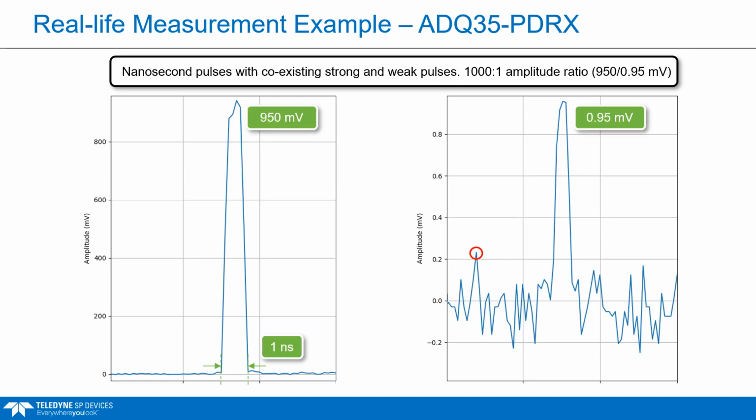This measurement with the ADQ35 PDRX shows a 1 nanosecond strong signal of 950 mV and a weak signal of 0.95 mV, clearly distinguishable from the noise. The amplitude ratio between the pulses is 1000 to 1, and the peak noise, marked in red, is about 0.2 mV, though this can vary slightly.